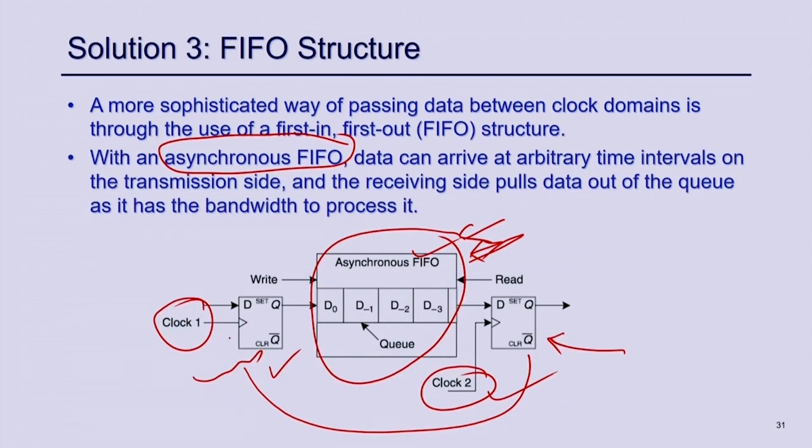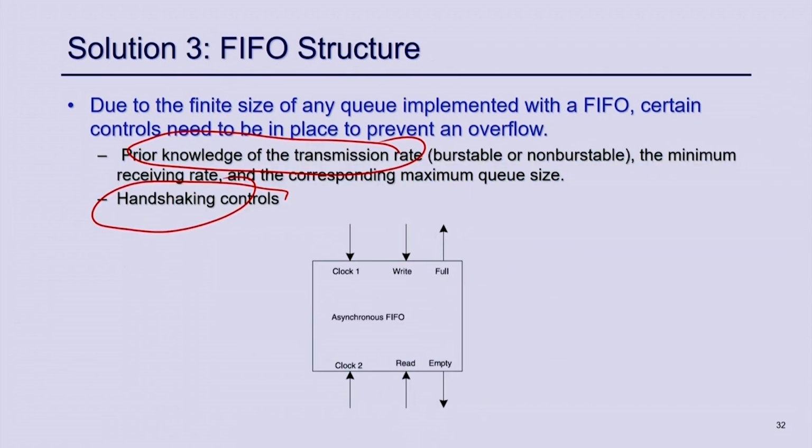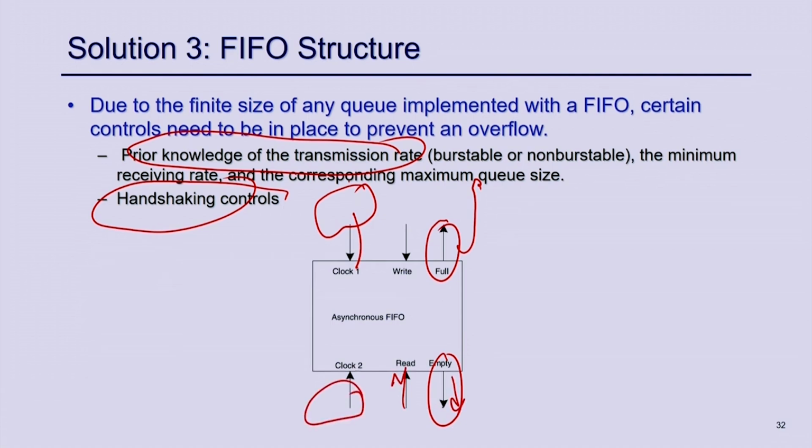Similarly, the other convenient technique is handshaking, so that when the FIFO is full, the process will not write anything, and whenever it is empty, the process will not read anything. There will be signals called full and empty. When the full signal comes, the clock 1 domain will wait to write until some vacant position is available. Similarly, if empty is 1, the clock 2 domain will not read anything, because there is no data. This handshaking is another way the overflow problem can be avoided. So this is technique 3.